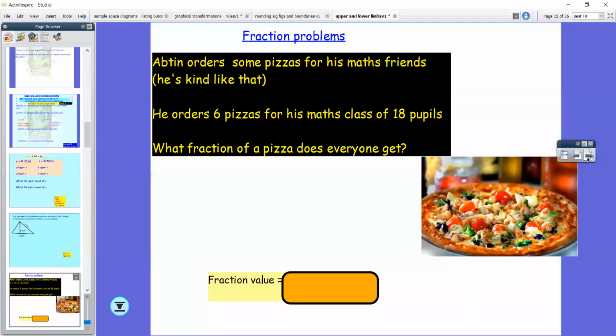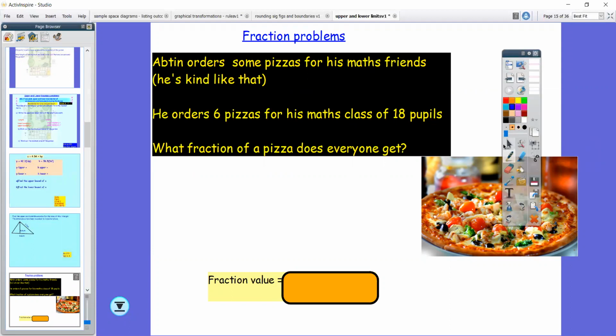But the challenge, I think, is division. So I start off with a little activity like this, just to get the idea, as I said, about understanding how fraction value changes. And it is obvious, but it's worth going over in the context of the problems we're doing here. So he ordered 6 pizzas for his maths class of 18 pupils. Obviously, the fraction he's going to get is 6 divided by 18, which is a third. But we're going to leave 6 over 18 for now.